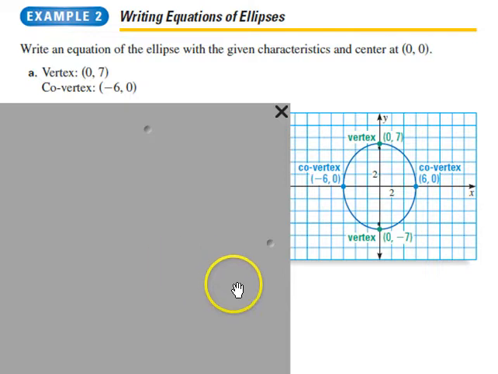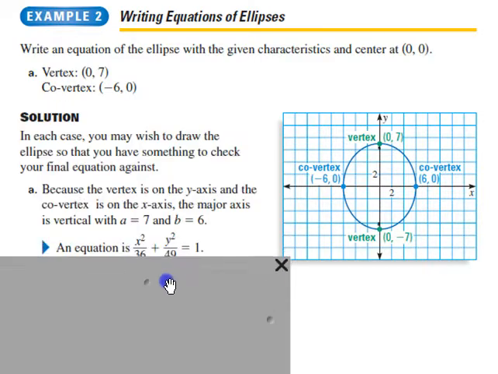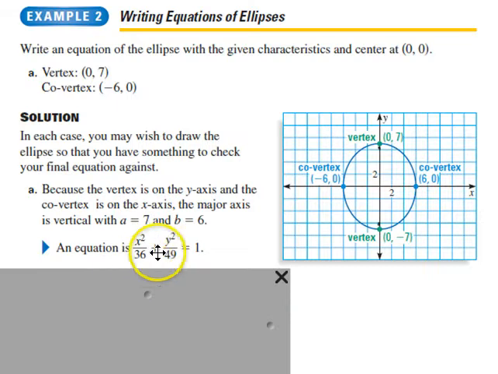Well, to do that, remind yourself what the general form of the equation is. X squared over one of the 2 measurements plus y squared over the other of the 2 measurements is equal to 1. X squared in this case belongs over b squared. So in that case, x squared is over 6 squared, or 36. Y squared is over 7 squared, in other words, 49. That's equal to 1, and that's your equation.